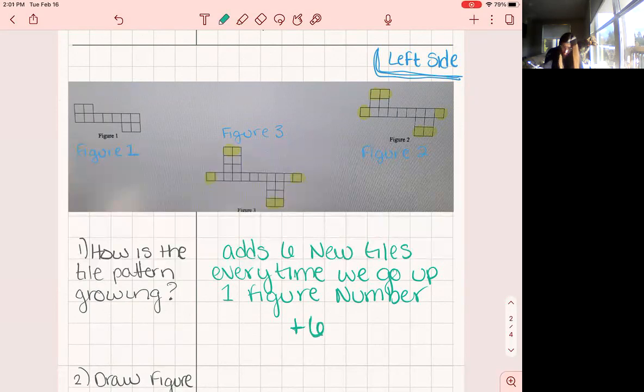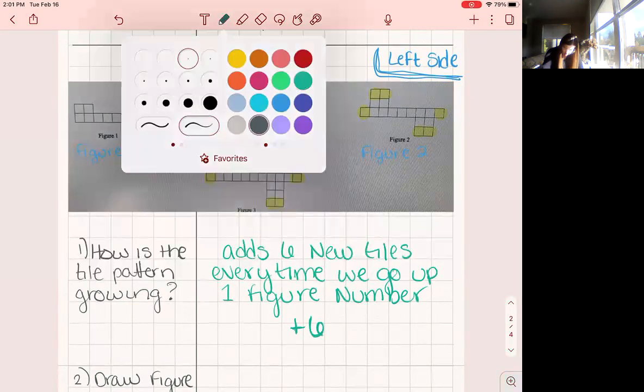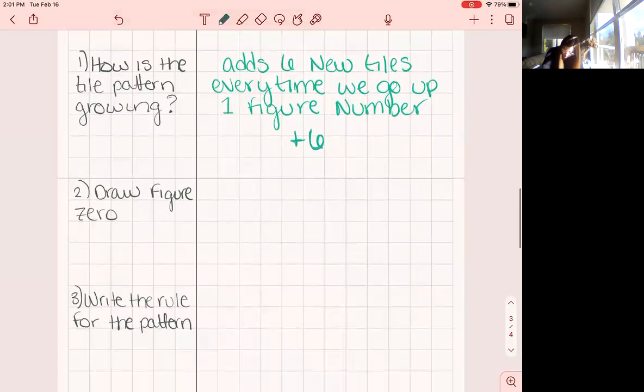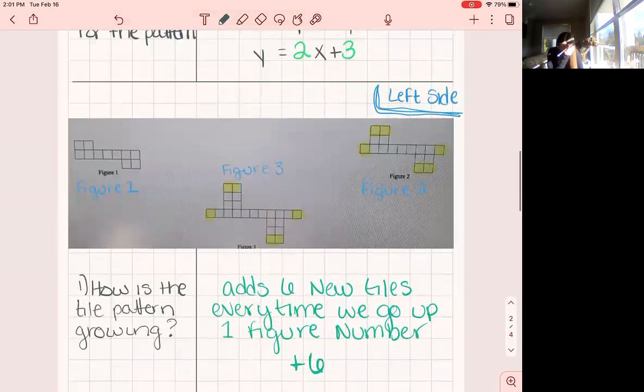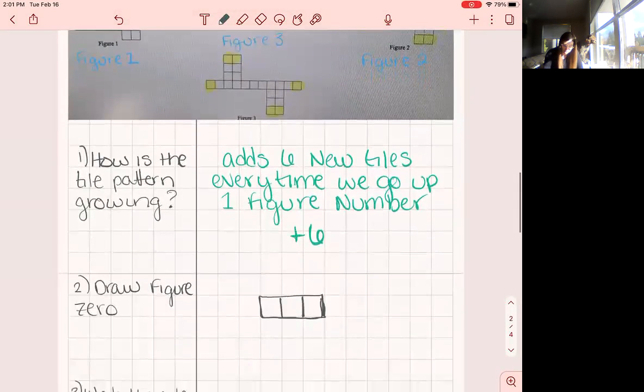All right, now it wants us to draw figure 0. That's going to be difficult for this one, I think. So I think what's going to happen is I'm still going to have my 3 in the middle. If I count how many total I'm going to need, I'm taking 11 minus 6. So I'm only going to need a total of 5 tiles.